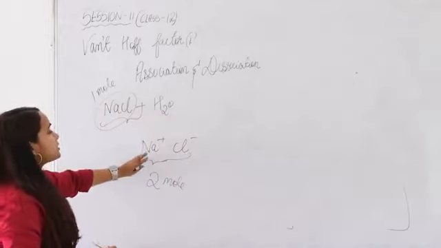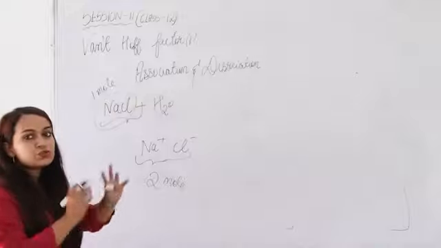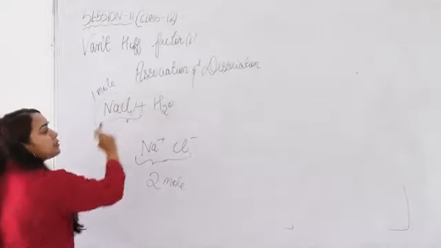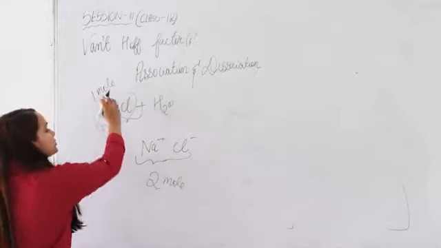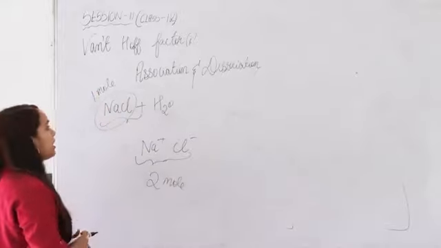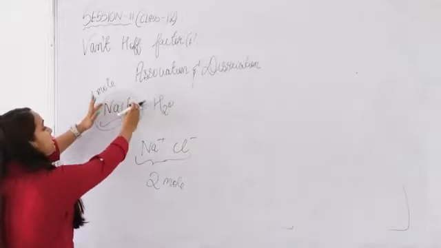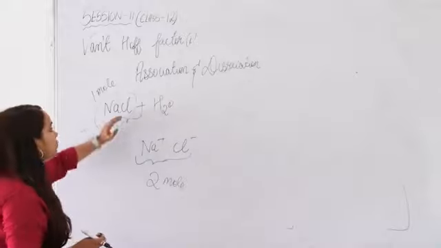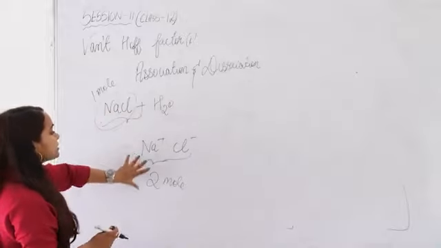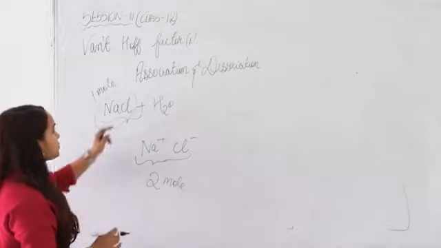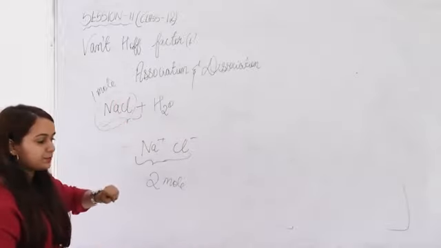So this process, when 1 mole breaks up into 2 moles or more, is known as dissociation. And when dissociation happens, the molecular mass decreases. Because as a whole, NaCl will have a larger molecular mass, but when this NaCl dissociates into Na and Cl, the molecular mass will tend to decrease. So this is known as dissociation.